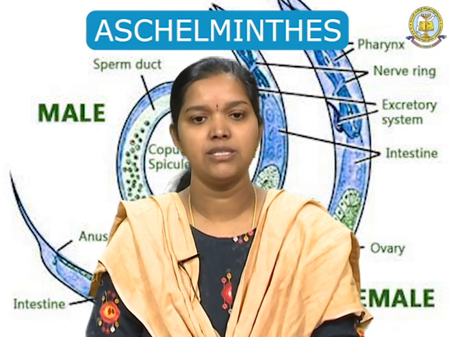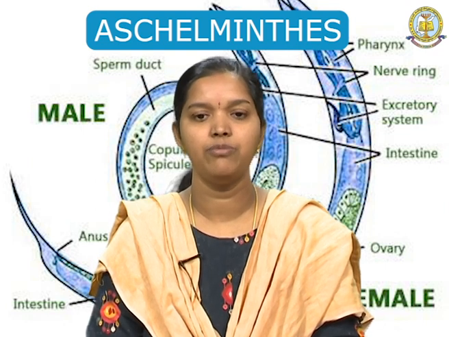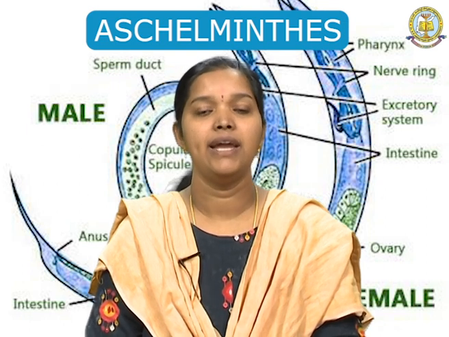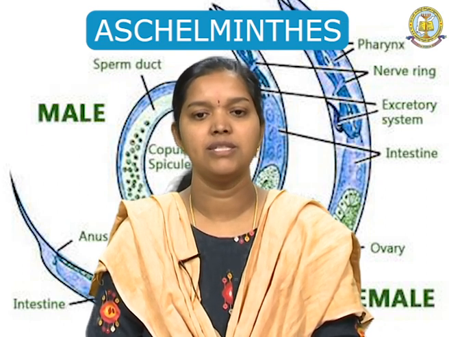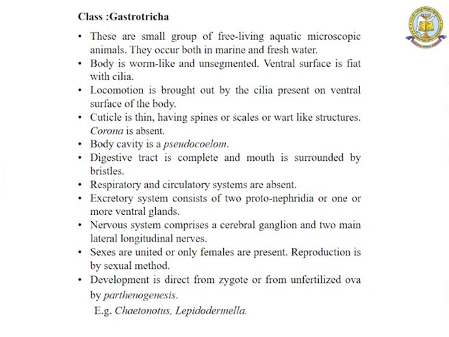Respiratory and circulatory systems are completely absent, and the excretory system consists of protonephridia with one or more ventral glands. The nervous system consists of a cerebral ganglion and lateral longitudinal nerves, and the sexes are united or only females are present. Reproduction is primarily through the sexual method, and the development is direct, from the zygote or from unfertilized ova, that is, parthenogenic in nature.